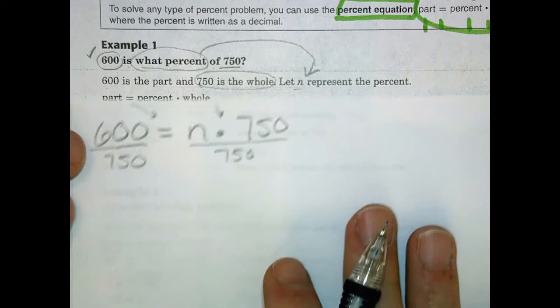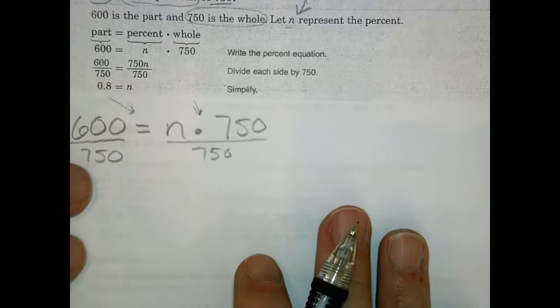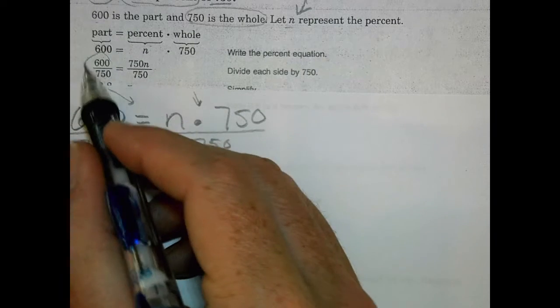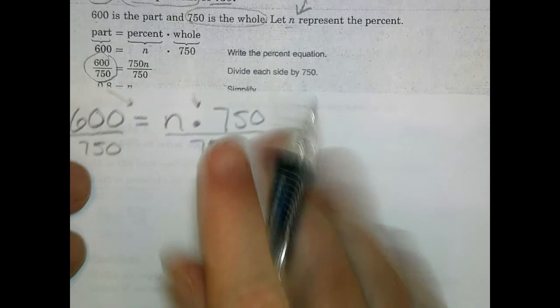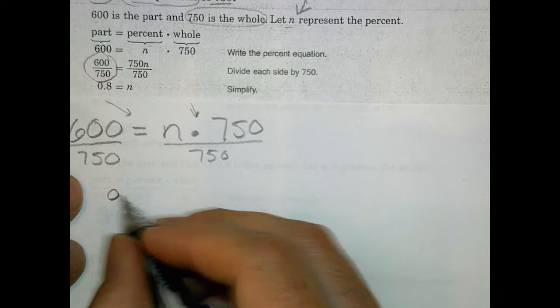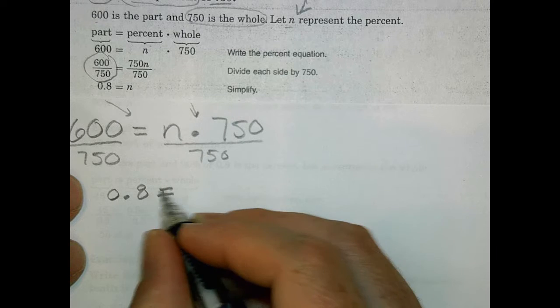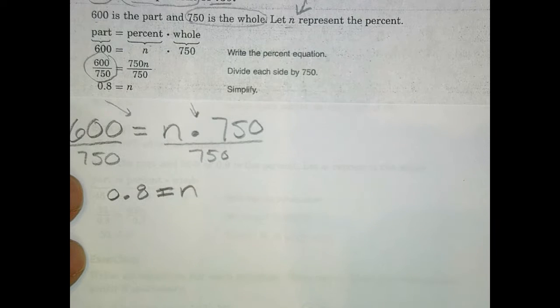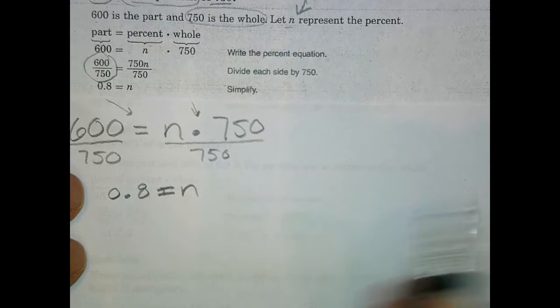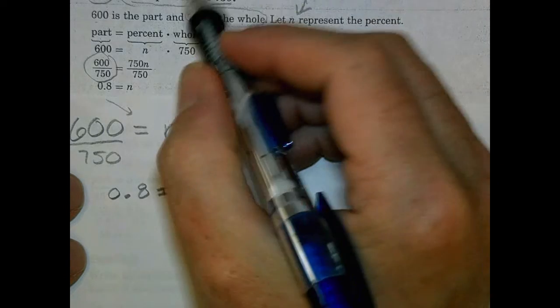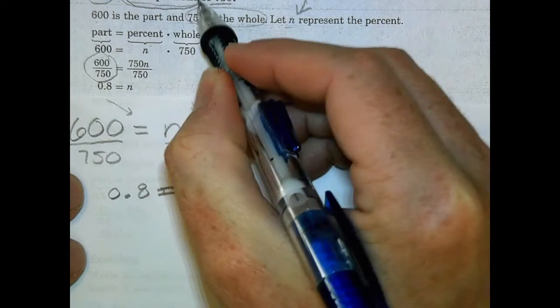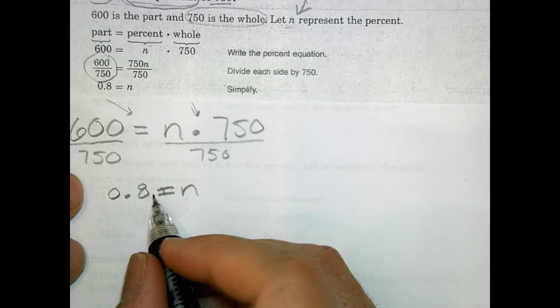Now I'm back to where the book was, which was 600 divided by 750, which equals, in this case, 0.8. So n equals 0.8. Now the tricky part for most students is they say, okay, I'm done. But we're not done. Remember, we're looking for the percent. This is a decimal, not an actual percent.